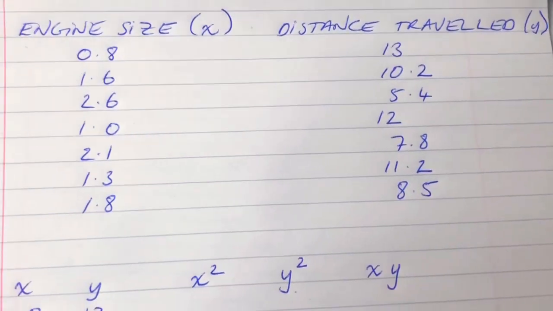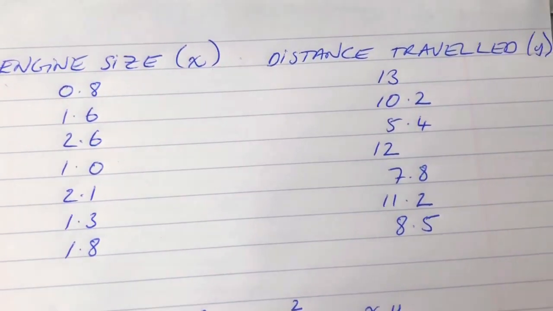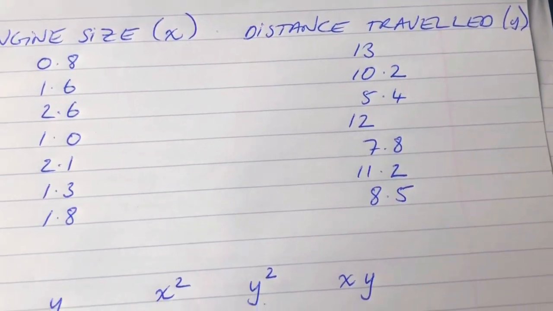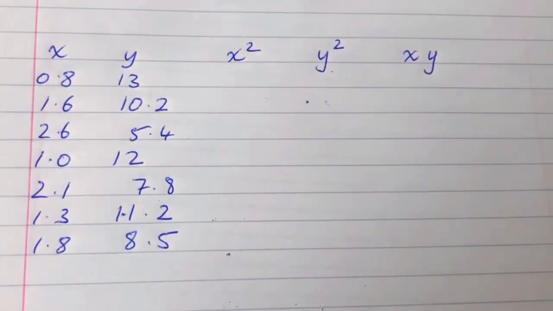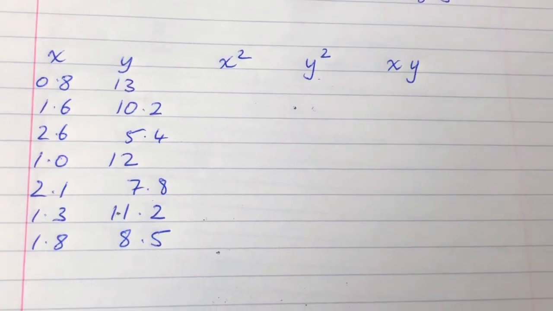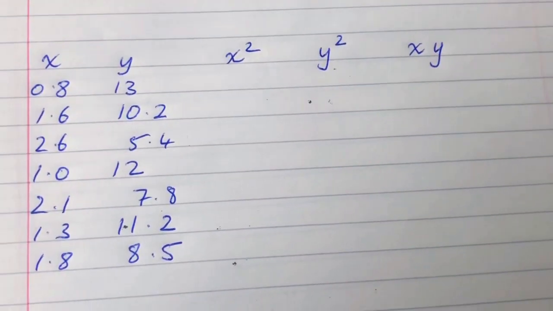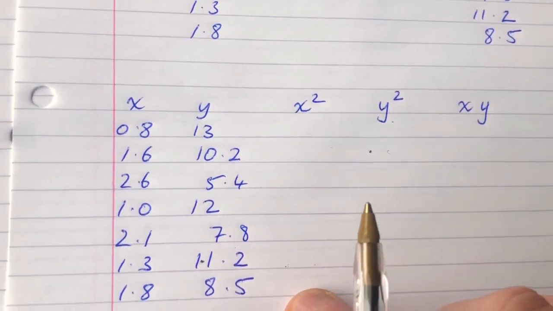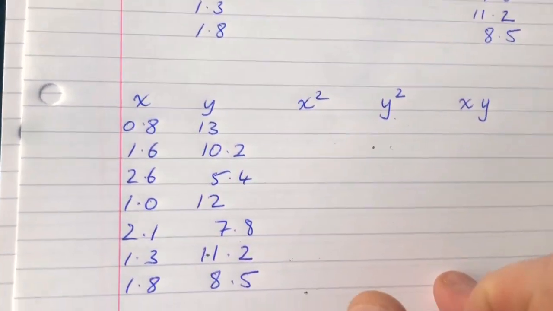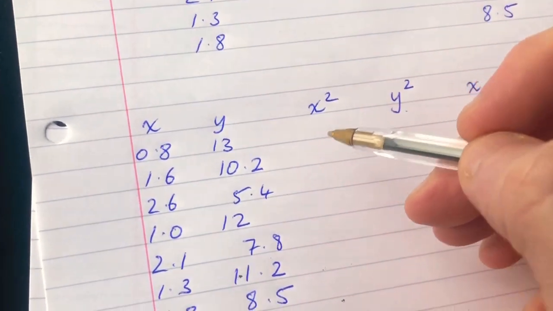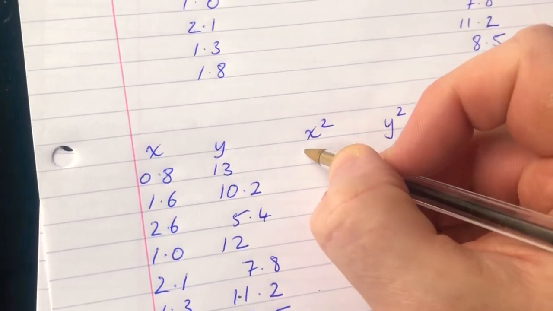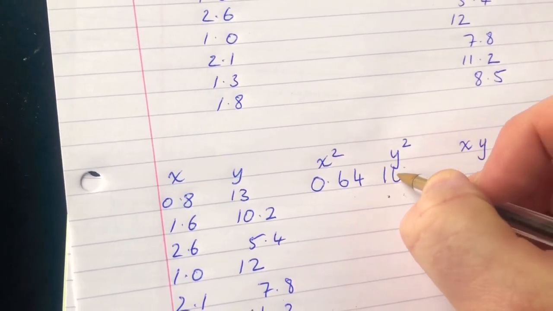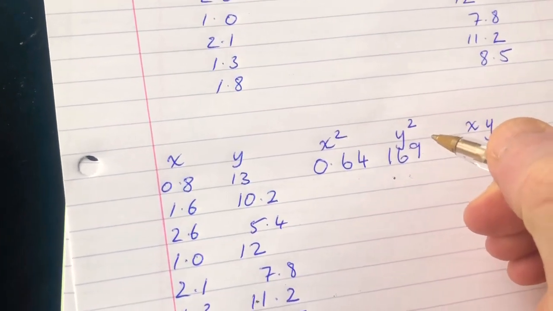Our engine sizes are x's, and the distance travelled is our y's, and that's our data set here. And we want to see how those two quantities are related to each other. I'm going to make it more concise and just write it like that, or just x's and y's. We need columns in our table calculations for x squared, y squared, and xy. Now, that's not difficult to understand what that means. You just need to square the x. So I'll fill the rest of this in a minute. That's x squared. That's y squared. xy just means multiply. 0.8 times 13.